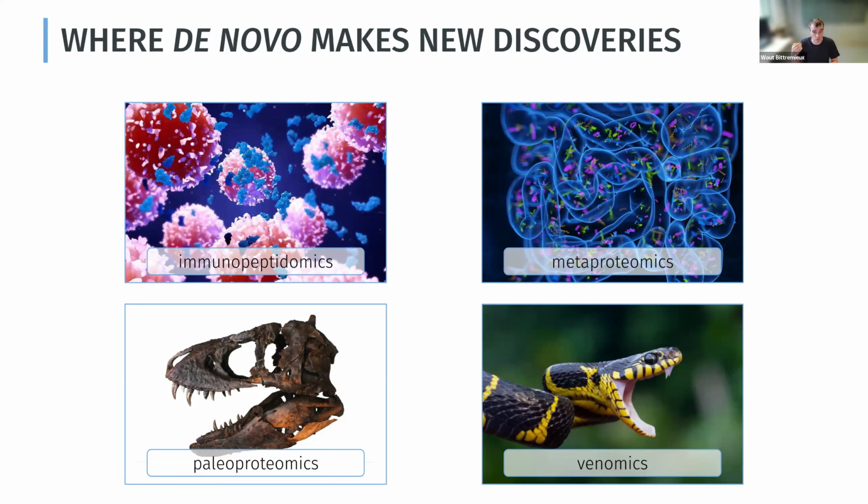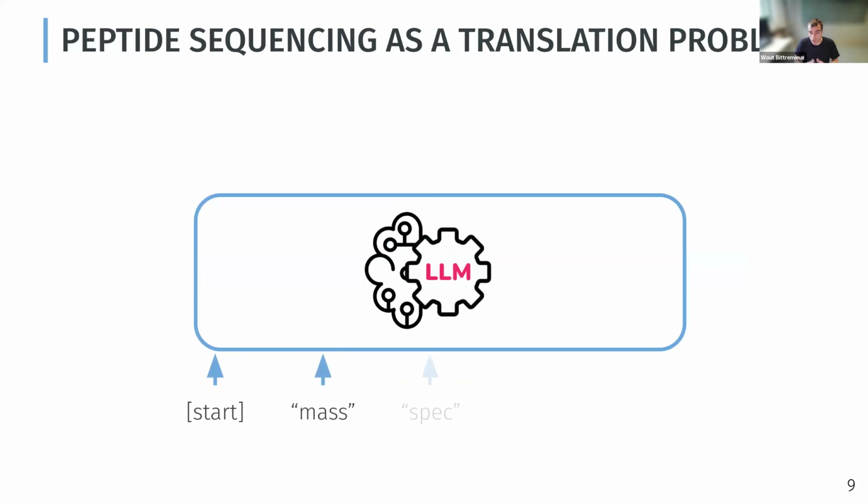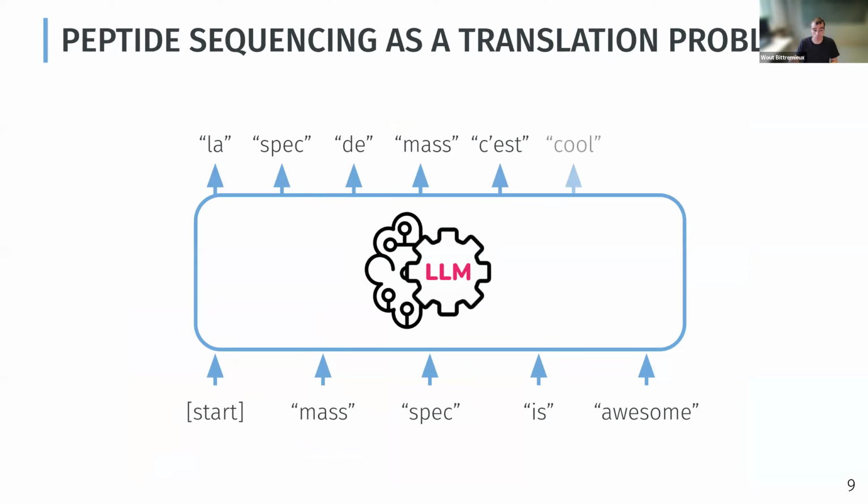But even for standard proteomics applications, it can be relevant to make new discoveries because you're not constrained by a database search, by a database anymore. And so how did we represent de novo peptide sequencing? Well, we represented this as a translation problem, where rather than translating from one language to another language, here we translate from the language of mass spectra, which are represented by sets of peaks, to the language of peptides, which are represented as sequences of amino acids.